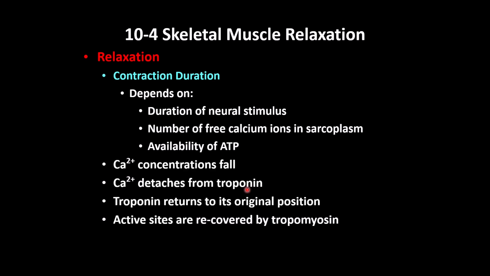Once the neural stimulus stops, the calcium goes back to the sarcoplasmic reticulum, so the calcium level falls, and the troponin is not attached to calcium anymore. So the troponin goes back to its normal position, and the tropomyosin goes and covers the active site of actin. So the myosin head cannot attach to the active site of actin anymore.